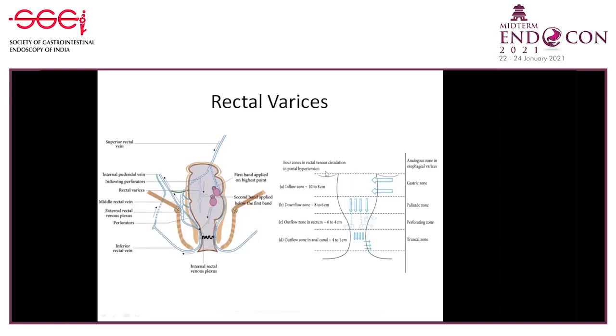If you see the zones in the rectal venous circulation, there's an inflow zone, a downflow zone, and an outflow zone. The outflow zone in the anal canal starts 1 to 4 centimeters, and then 4 to 6, 2 to 2 centimeters. These zones are equivalent to the gastric zone, the palisade zone, perforating zone, and the truncal zone of the esophageal varices, just to show.